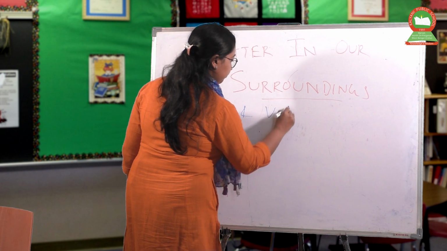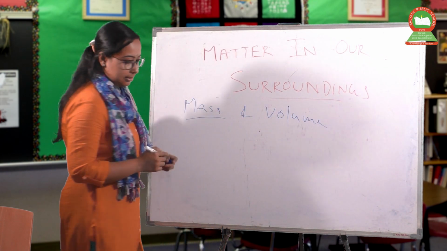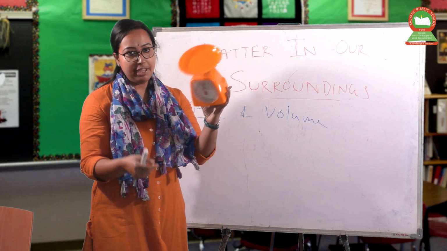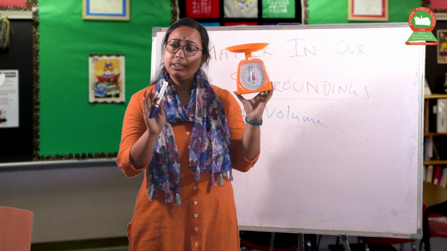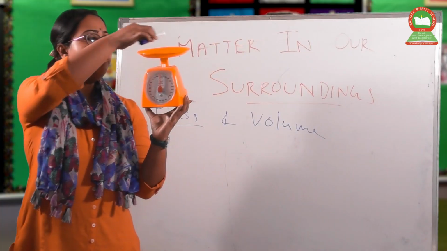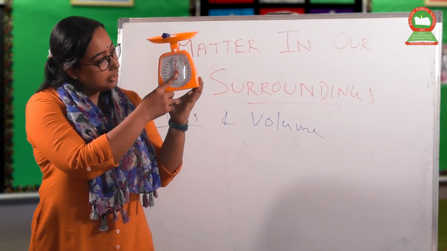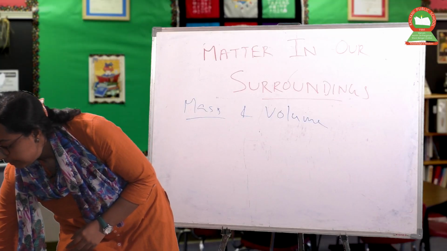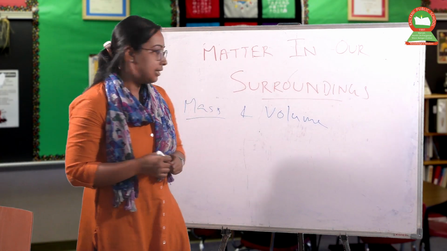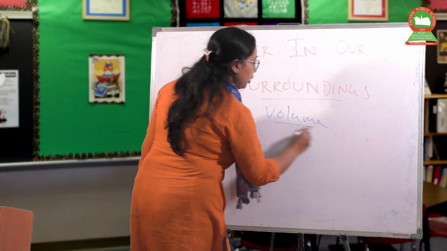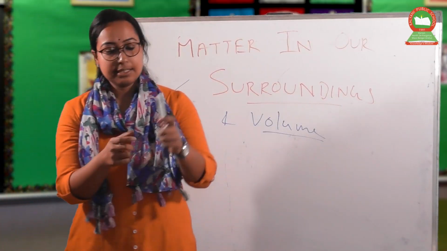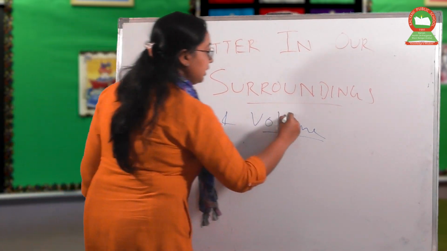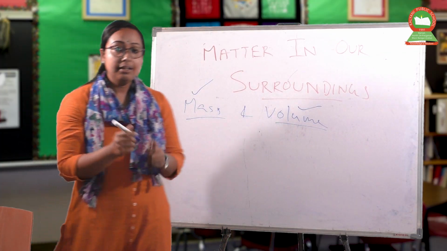mass and volume. So what is mass? If I take this pen into a weighing machine, you can see this is a weighing machine. Weighing machine means if I put this pen on this machine, it will give you a specific reading. So it gives you a specific mass. So this is the mass. And volume, if I take this pen, it has some breadth, some height and some length. So on the basis of this, you can see it's a matter.